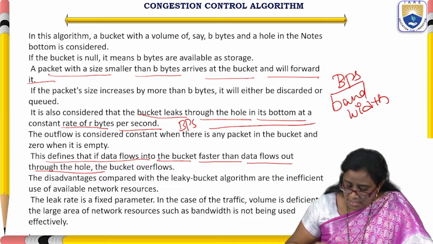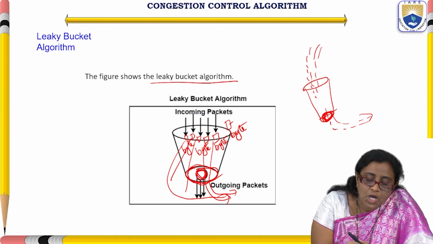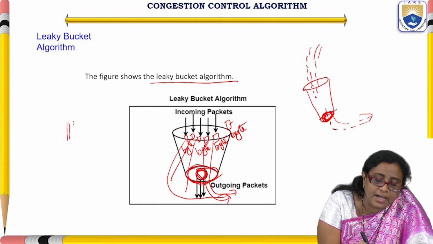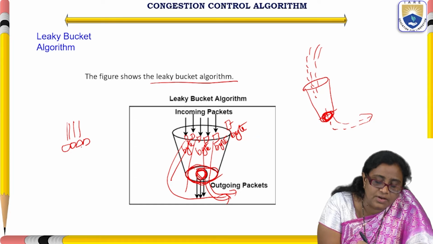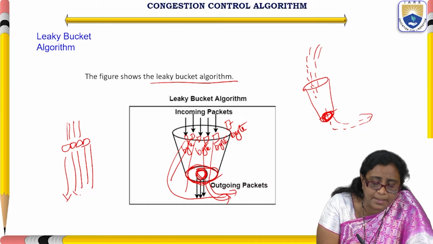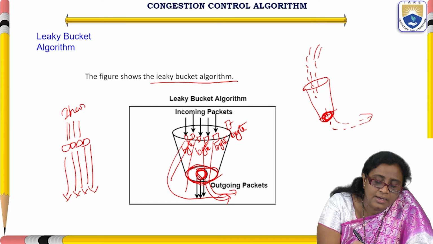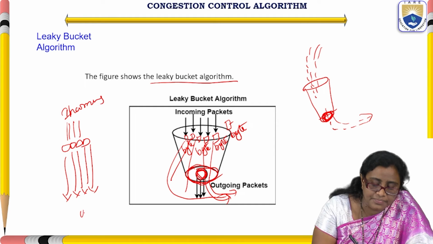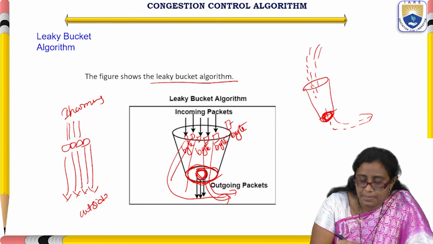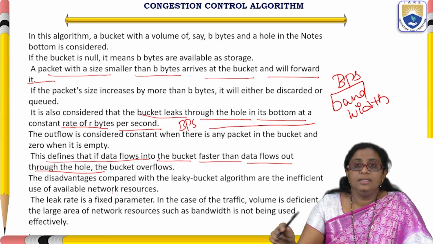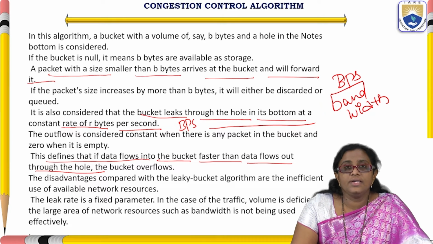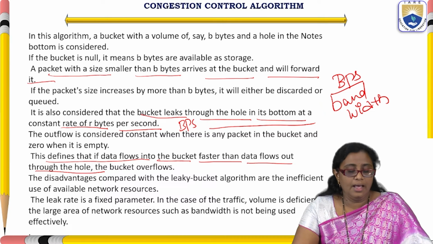That means here you can take how many data packets will be coming in, and that many data packets will be going outside. This is the main logic of the leaky bucket algorithm: how many data packets are incoming, and they will be going outside. Mainly, this is the main concept to include while you are discussing the leaky bucket algorithm.